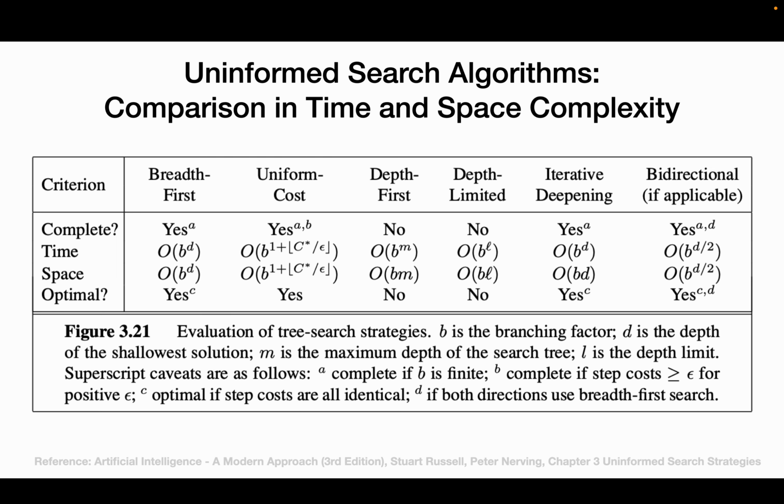In this way, depth limited search solves one of the problems, but it has the same time complexity and nearly the same space complexity as depth first search, and both algorithms are not optimal and not complete. In the next video, we will be seeing iterative deepening and bidirectional algorithms.